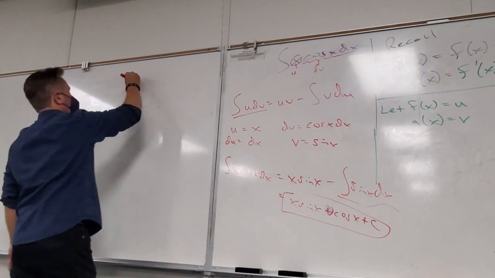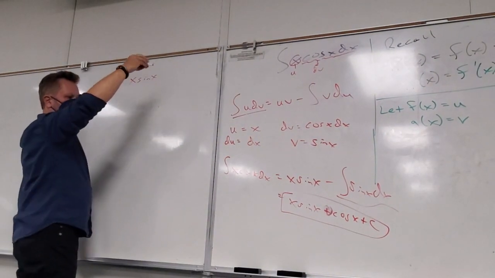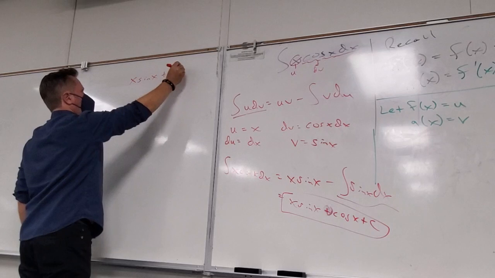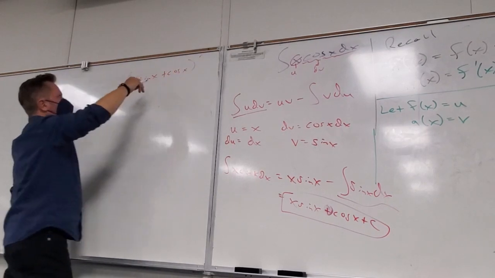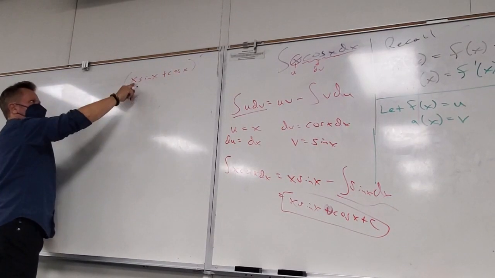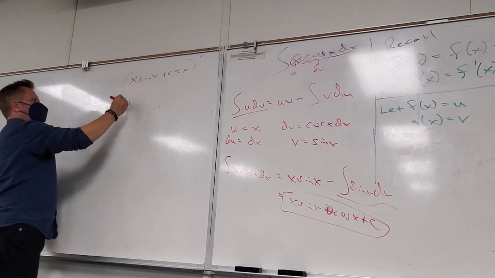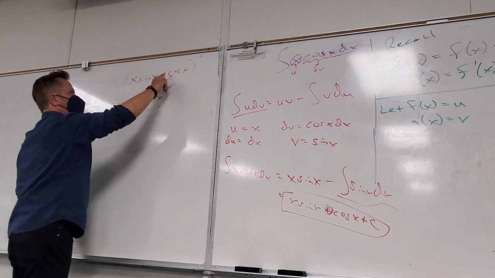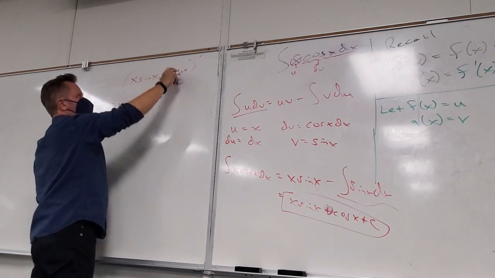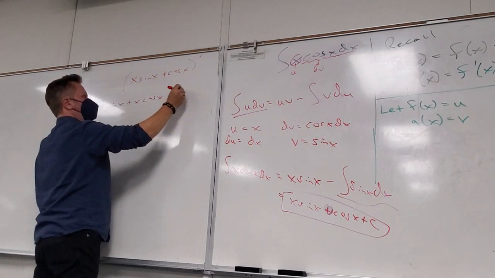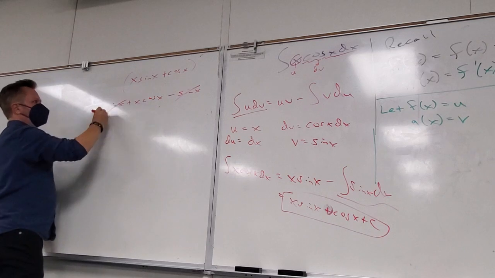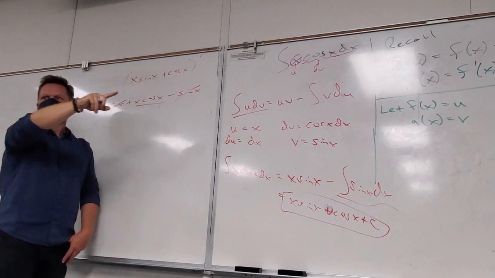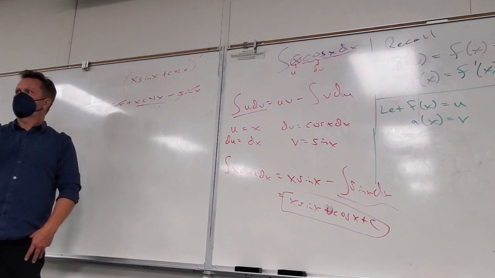So if I take x sine x plus cosine x, the c is going to die, so who cares about it, put a little c in. The derivative of x sine x will be the derivative of x times sine plus x times the derivative of sine, plus the derivative of cosine. This cancels, and I get x cosine x. Yes? So it checks.